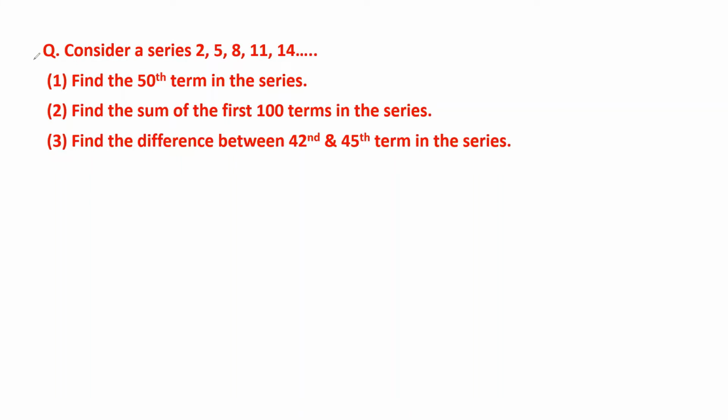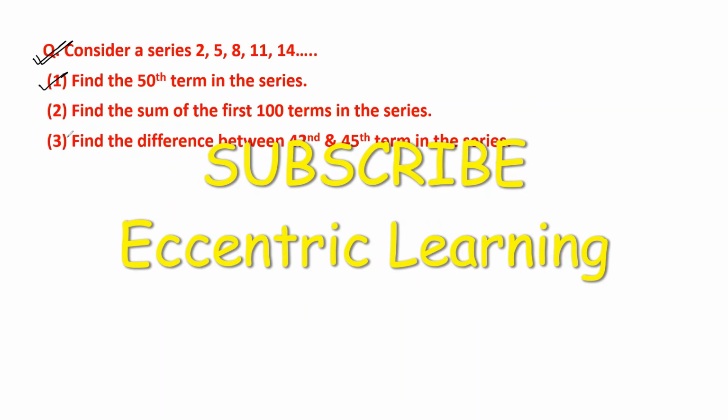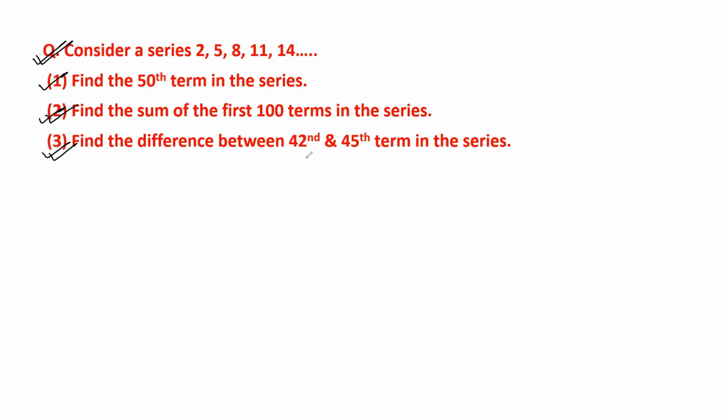Now, let us see this question based on the AP series. So we have been given a series 2, 5, 8, 11, 14, and so on. And we need to find the 50th term in this series, the sum of the first 100 terms in this series, and the difference between the 42nd and 45th term in this series.